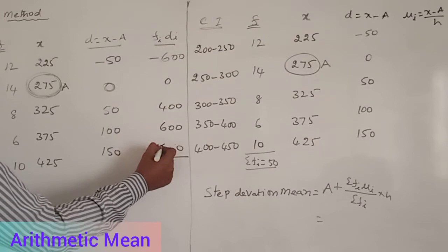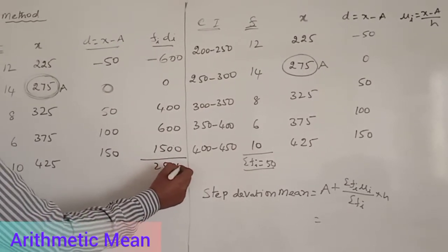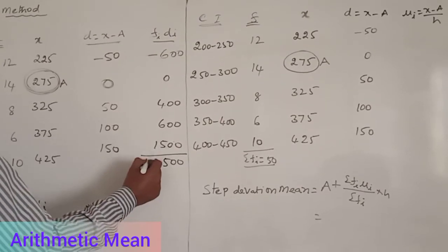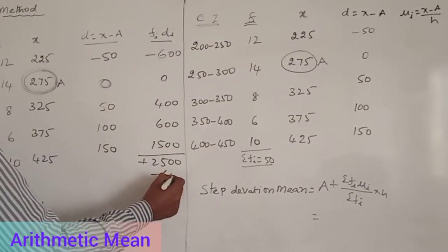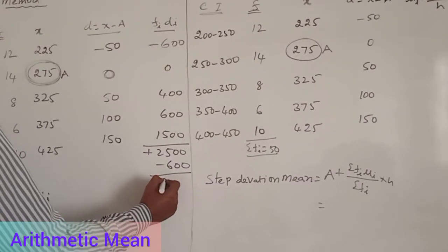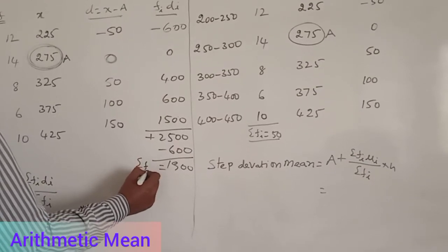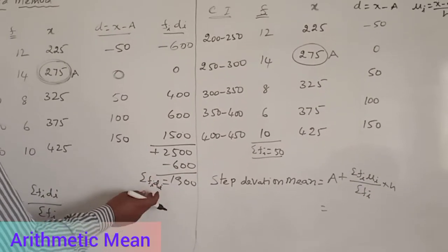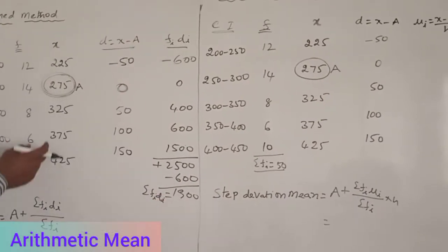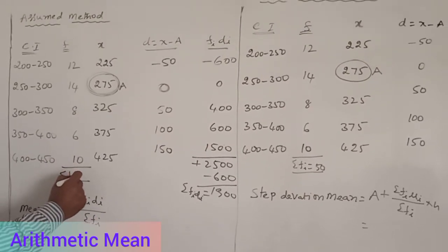Add the positive values. 10 into 150 is 1500. Then the sum of positives is 2500; 2500 minus 600 is equal to 1900. This value is sigma f i dA. Here sigma f i dA value is 1900. Sigma f i, the total, is equal to 50.